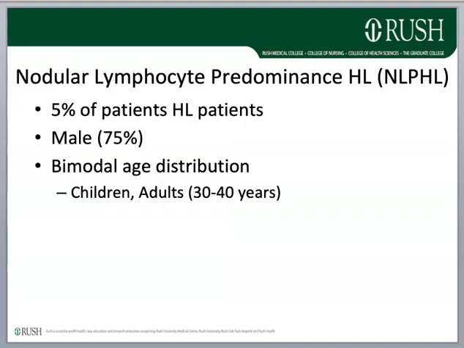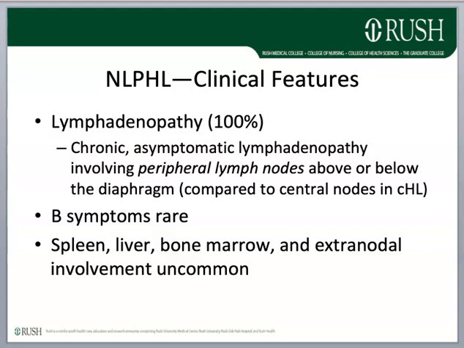About 5% of patients diagnosed with Hodgkin lymphoma actually have the nodular lymphocyte predominance type. About 75% of patients with this type are male, and there's a distinctive age distribution. There's one peak in children and one in adults, with the latter median age of about 30 to 40 years. Lymphadenopathy is the overriding clinical feature in this form.